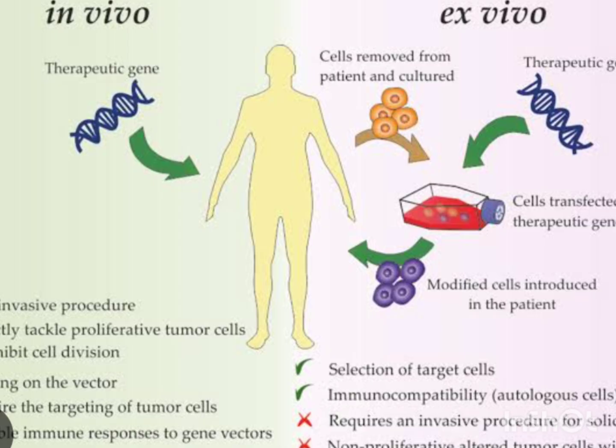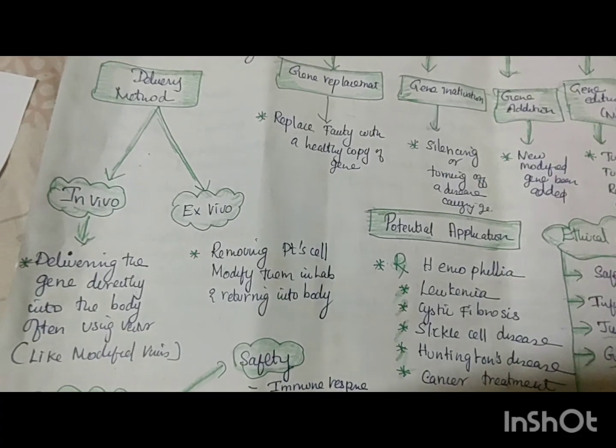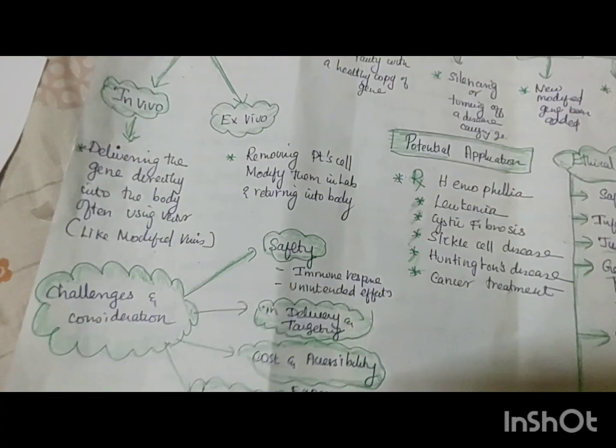In vivo is delivering the gene directly into the body by using vectors. What is a vector? Like mosquitoes, we have seen vector-borne disease, which we study in entomology. Like that, it is a kind of modified virus, through which the gene is taken into the body. And ex vivo is a laboratory method. You modify the patient's cells completely in the lab. Which cells are they modifying? Mostly somatic cells. What are all the somatic cells? Let us see later.